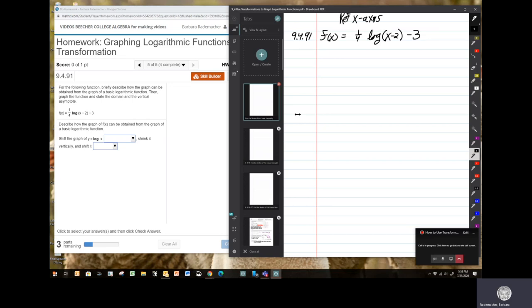Order of operations. So first, actually, the basic graph, log x, which is really log base 10, but we don't write the 10. I don't know if my math lab would count that right or wrong. Where's my eraser? Here it is. So this is our basic graph. Now, the first thing that happens is the graph is shifted to the right, not what you'd expect, 2 units.